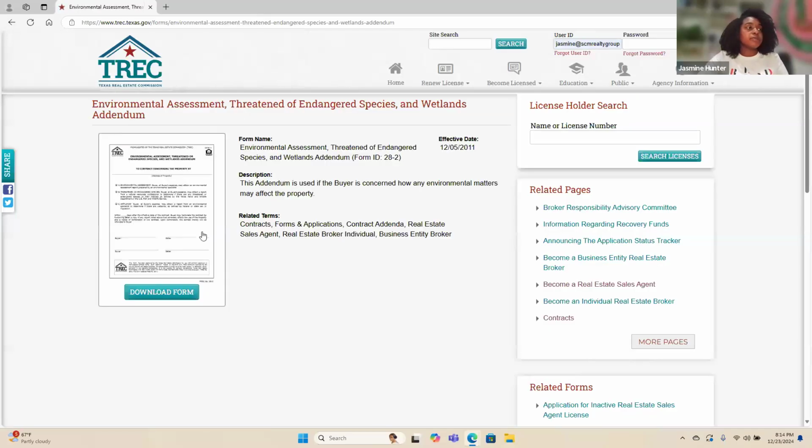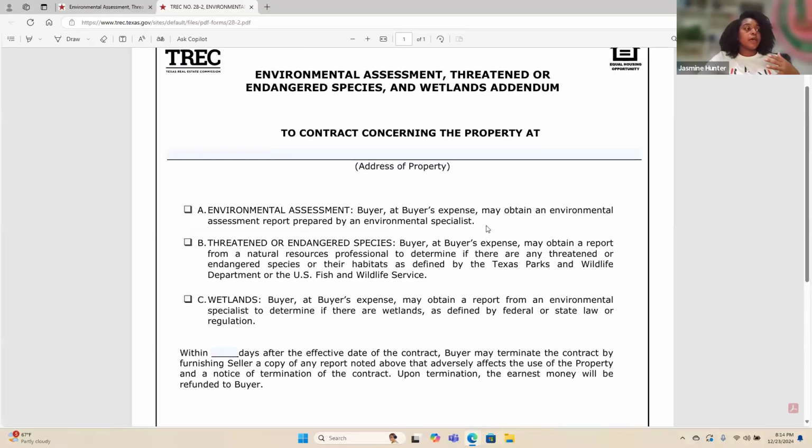Okay, environmental assessment, threatened, endangered, and wetlands. This is just a disclosure that says the buyer has the right within X amount of days after the effective date of the contract, where they can go ahead and get whatever type of wildlife, environmental testing specialist, whatever, to come out to determine if that house is in some type of wetland or threatening an endangered species or anything like that. And if it comes back positive, then now the buyer can terminate within X amount of days and get their earnest money back. Okay.